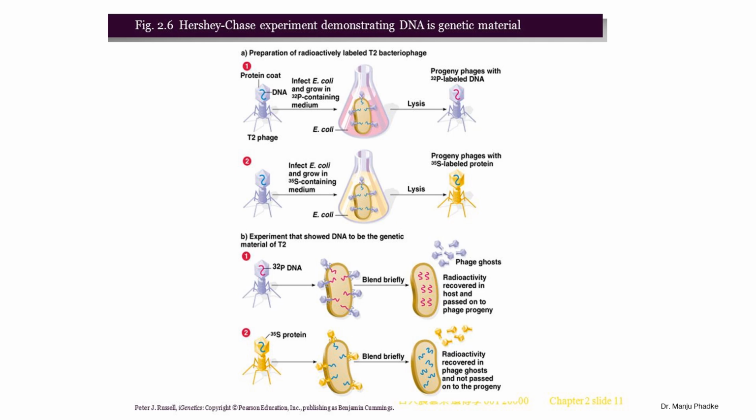Alfred Hershey won the Nobel Prize in 1969, which was shared. He won it in the area of physiology or medicine for their work titled Discoveries Concerning the Genetic Structure of Viruses. In this particular video, I have used iGenetics by Peter Russell as a reference.